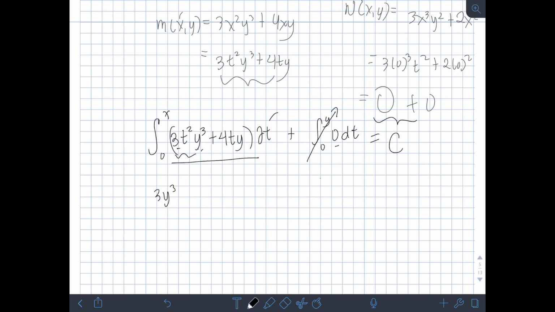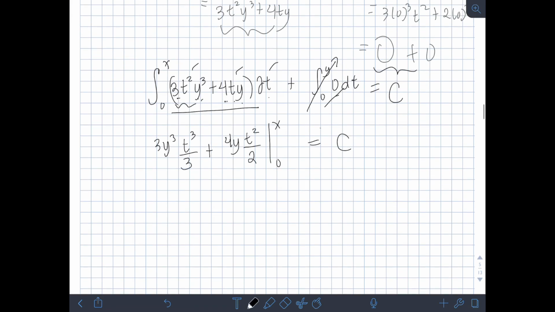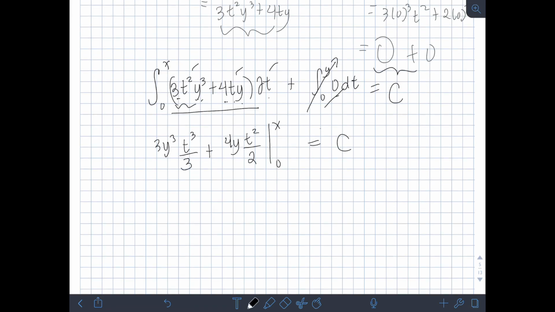Then, integrate natin itong t squared, we have t cubed over 3, power formula, plus integral ng 4ty dt, itong 4y gigilid ko lang dahil constant, integrate natin itong t, we have t squared over 2. And then, evaluated from 0 to x, and then ito ay 0 na nga, so equal c na tayo agad. So, simplify natin. Substitute natin itong x sa t, minus substitute natin itong 0 sa t.